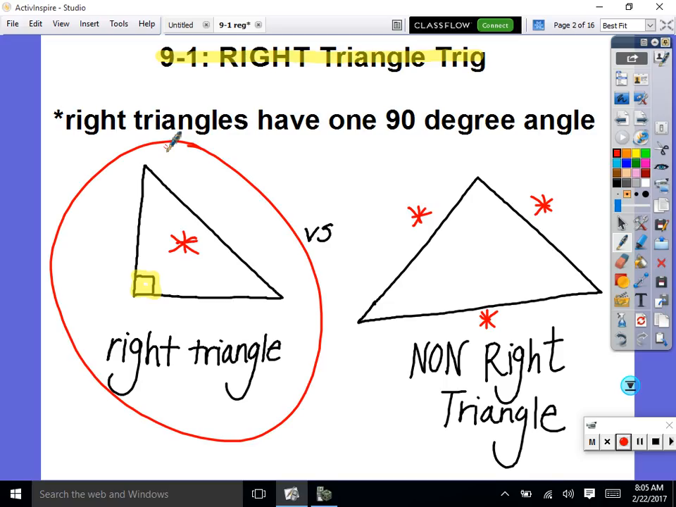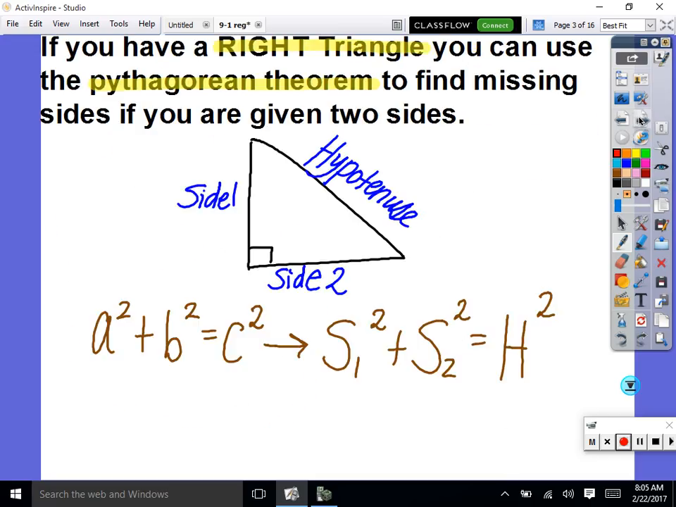Everybody understands the difference? Because guess what tends to happen? People get to the ACT or they get to their future math classes and they start using right triangle trig for non-right triangles and it doesn't work. It's not the same. The rules don't apply. So you just have to be careful.